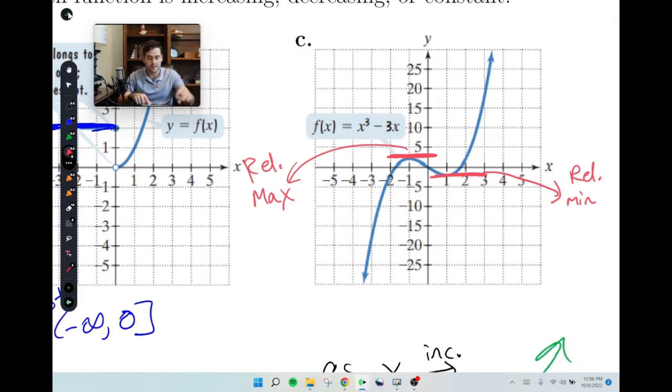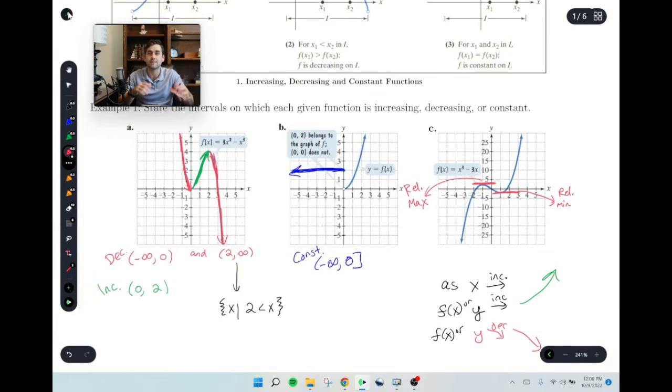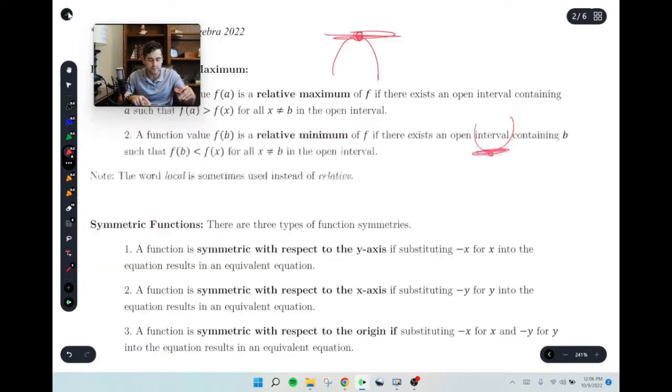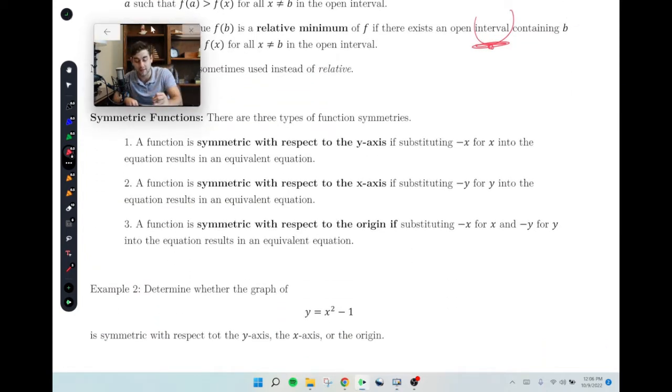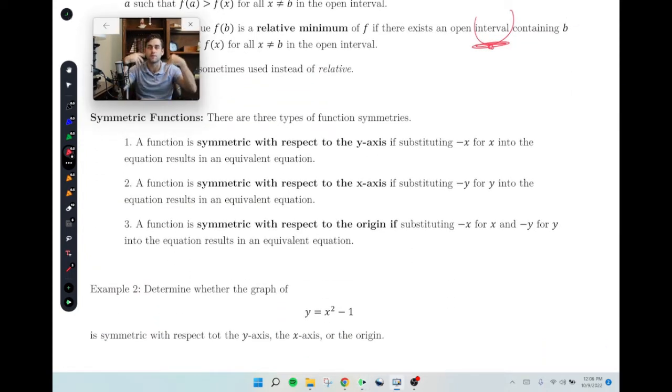So we're looking at the types of functions. We're saying increasing, decreasing, maxes and mins at those turnaround points. Let's see what else we got. Next thing we're going to look at is kind of conceptual, so it's important to think about. And it's this idea of symmetry.